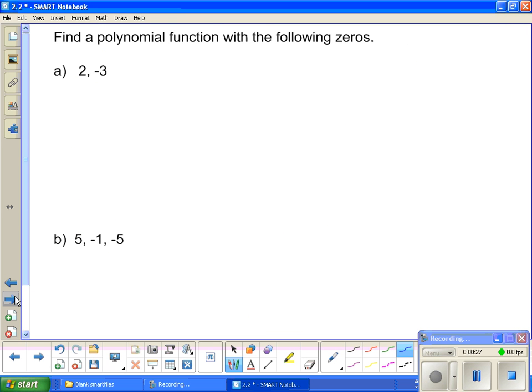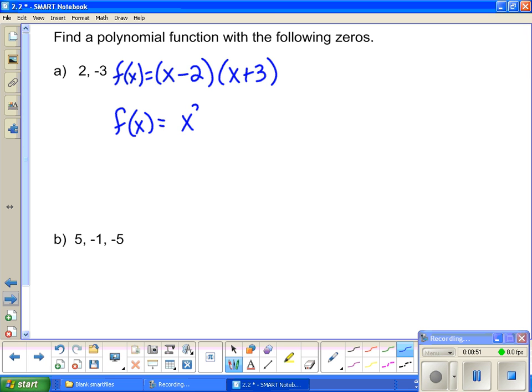Now we're just going to find the function that has a 0, so we work backwards. If 2 is a 0, then the factor has to be x minus 2, right? If x minus 2 equals 0, it would yield me 2, and the other one would be x plus 3, and this would be my function. Let's multiply that out. So that would be x squared plus 3x minus 2x minus 6. So my function would be x squared plus x minus 6.